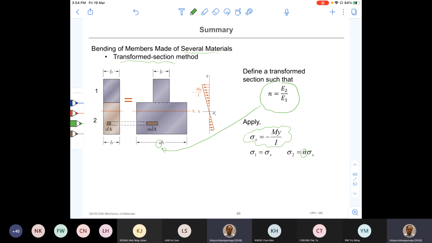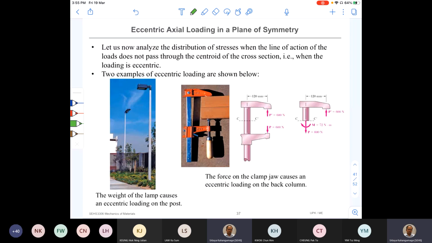For today, we are going to learn about eccentric load, or members subjected to eccentric load. First, understand what the eccentric load means. Eccentric load means loads applied away from the major axis or the centroid of the member which is subjected to bending. Now here is one example, a lamp post.